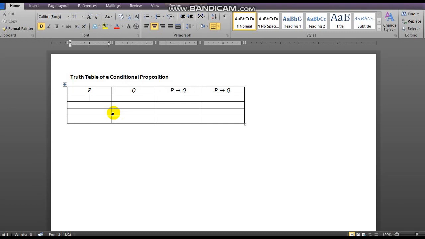Hey everyone, today we're going to discuss the truth table of a conditional proposition. In our previous video, we learned about the truth values of compound propositions. Now this time we're going to deal with two other propositions, the conditional proposition and the biconditional proposition.